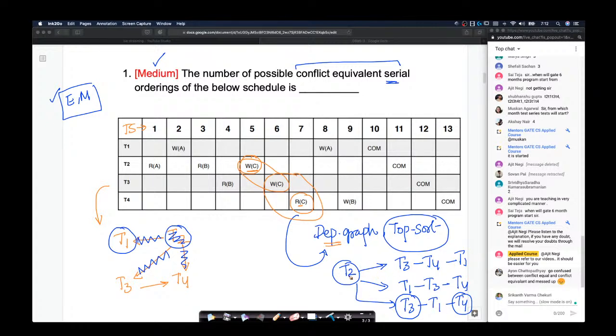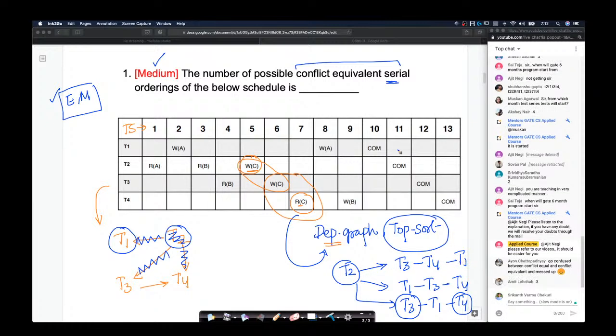Now, if you notice, you get three orderings, T2, T3, T4, T1. This is one serial ordering, which is conflict equivalent to this. You have T2, T1, T3, T4, T2, T3, T1, T4. You have three possibilities, right?